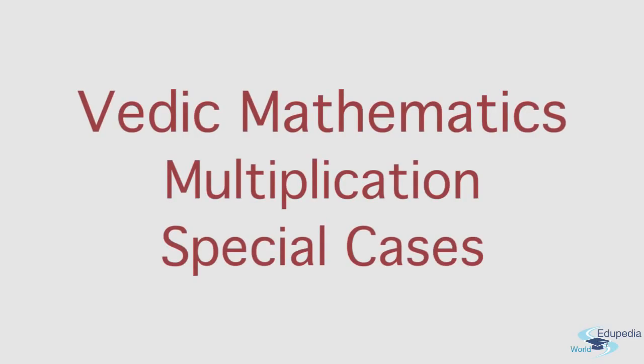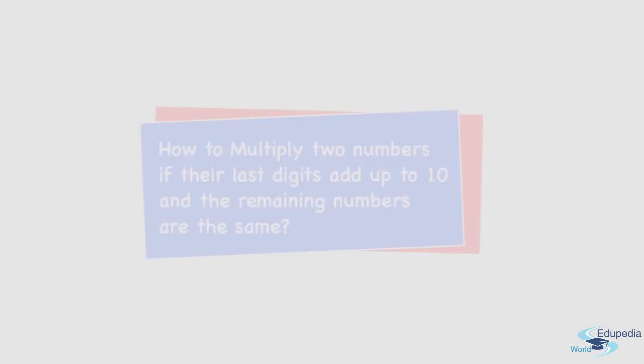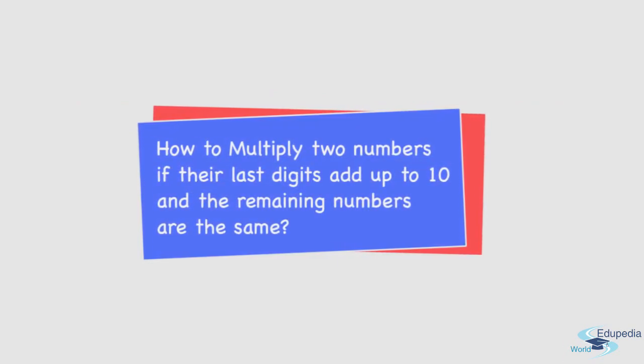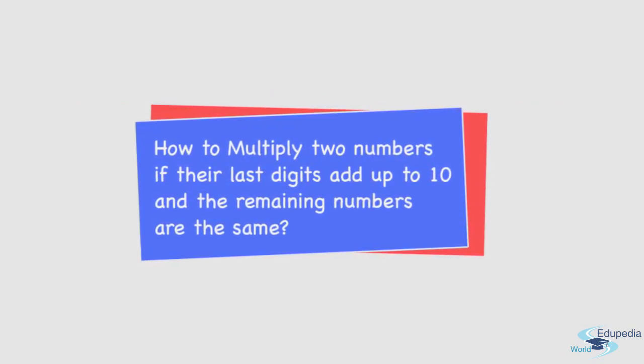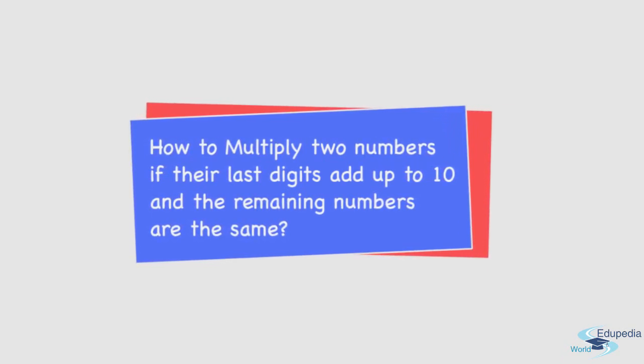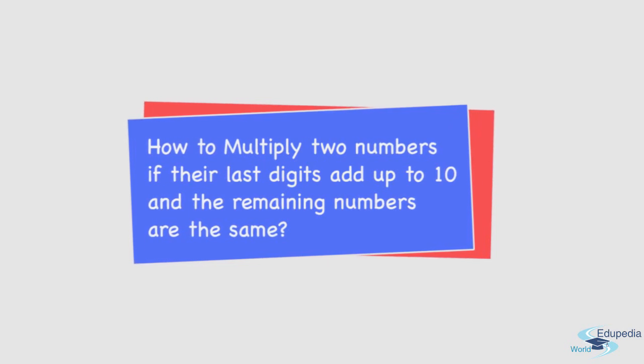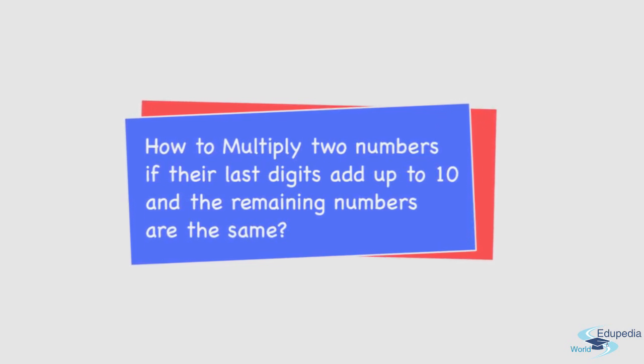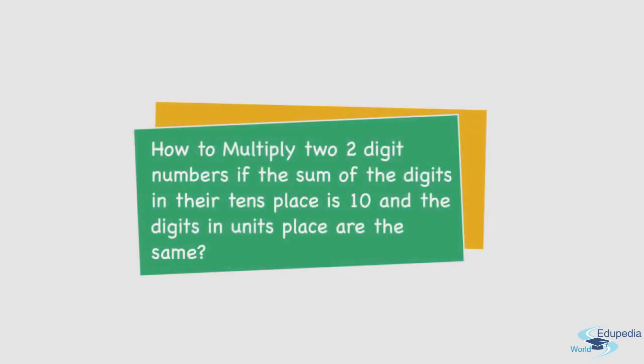This is Varun Ganga. In our last session, we saw the technique of how to multiply numbers whose sum of digits in the ones place is 10 and the remaining digits are the same. But in contrast to that, in this session we are going to learn a new technique which will be very helpful in finding the product of two-digit numbers whose digits in the tens place sum to 10 and the digits in the units place are the same.